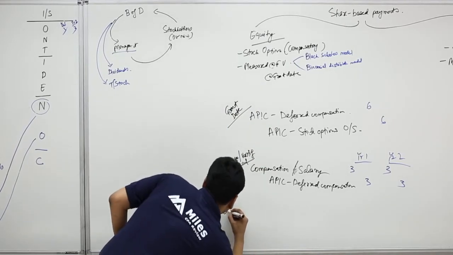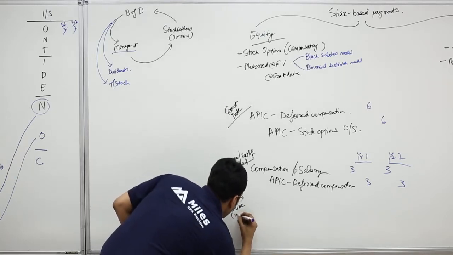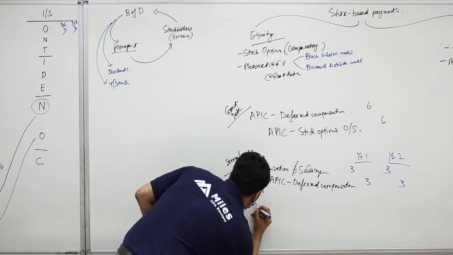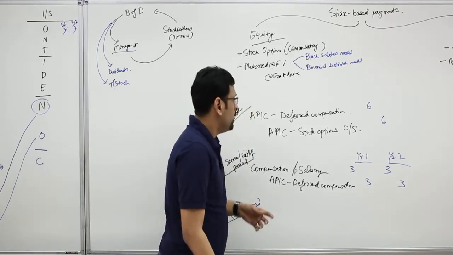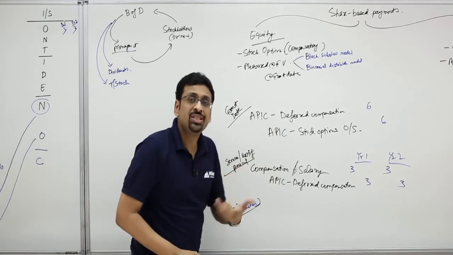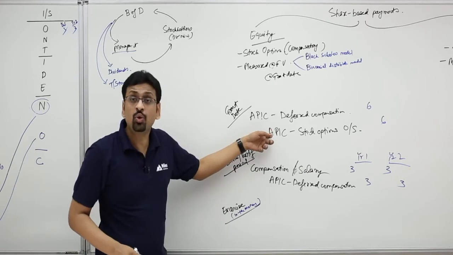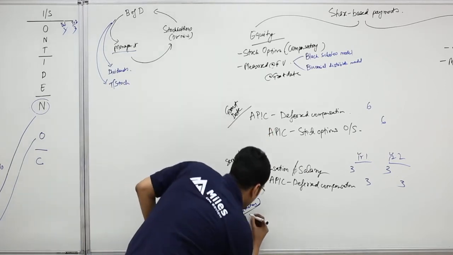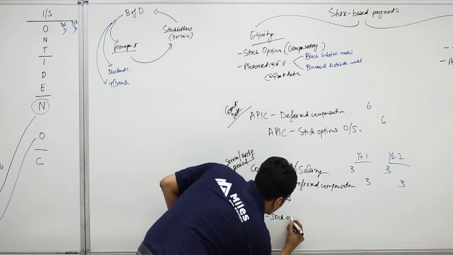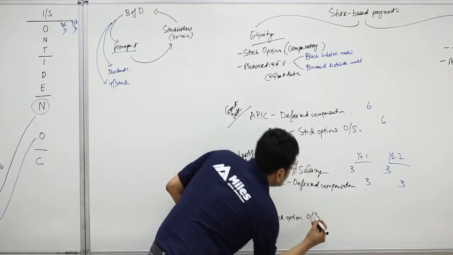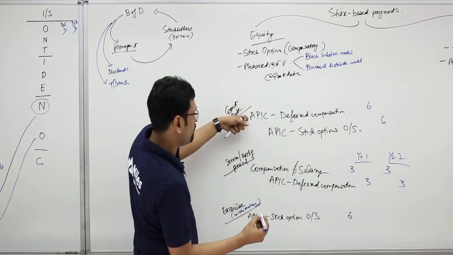So generally the employee would exercise the stock option if it's in the money. In that case, what happens? Is this stock option outstanding anymore? If it's exercised, it's no longer outstanding. So we need to reverse this. So our debit would be APIC stock option outstanding. And that is for $6 million. So guys, APIC deferred compensation.